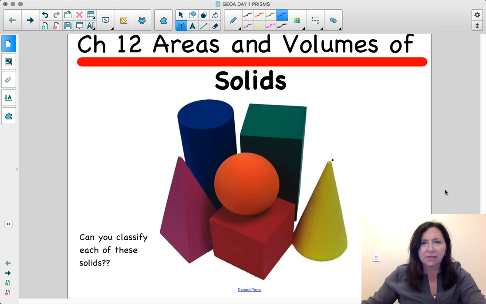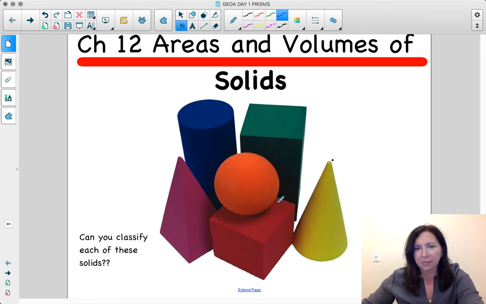Hi everyone, today's lesson is starting a new unit called Area and Volumes of Solids. So what I want to ask you first before we start this lesson is basically if you could name any of these shapes. If you were naming this shape right here, would you guess that that's a sphere?